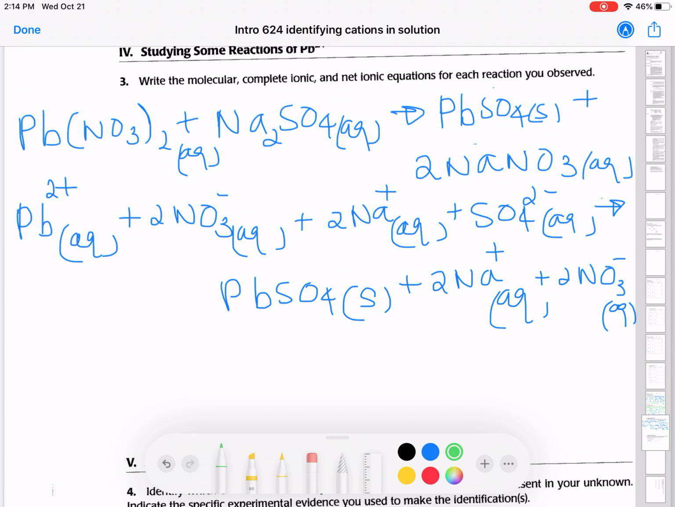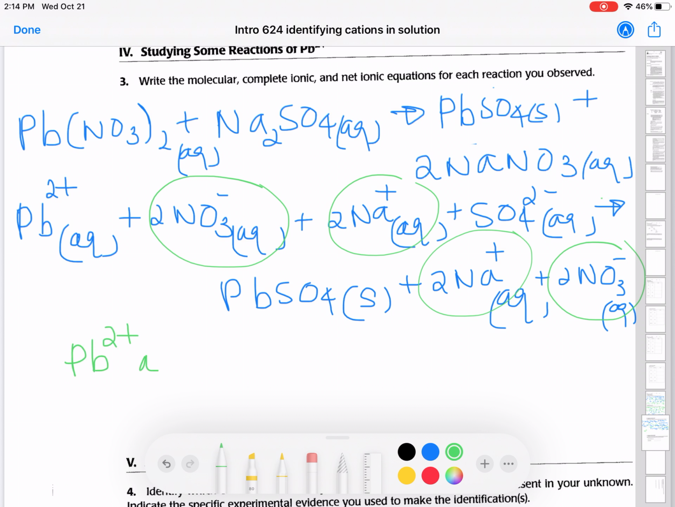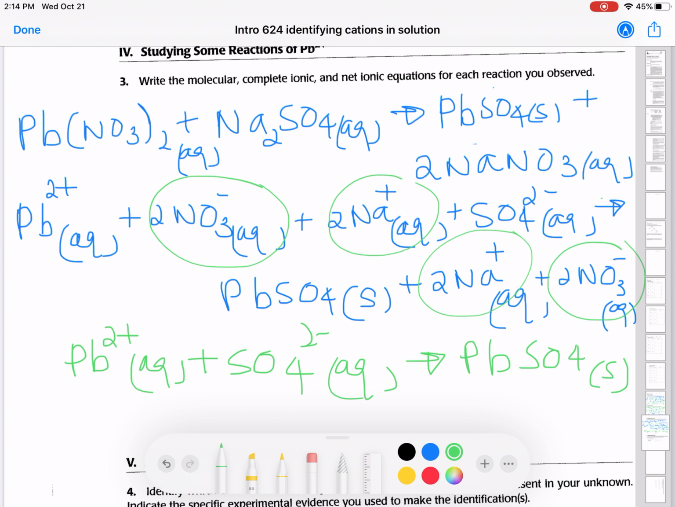Now you're going to identify your spectator ions. 2 nitrate, 2 nitrate, 2 sodium, 2 sodium. So your net ionic equation would be lead 2 plus aqueous plus sulfate ions aqueous, giving you PbSO4 solid. Okay, that's going to be lead nitrate with sodium sulfate.